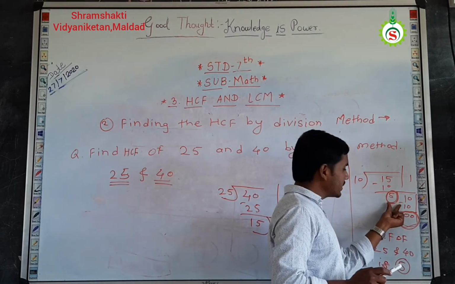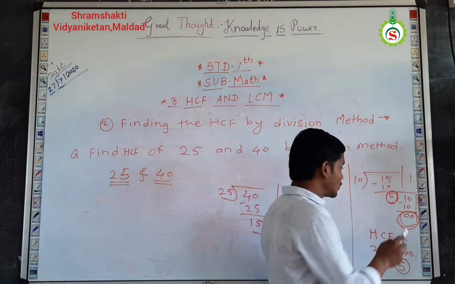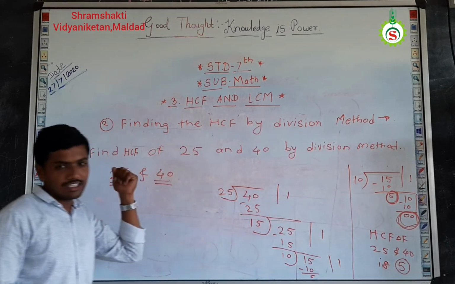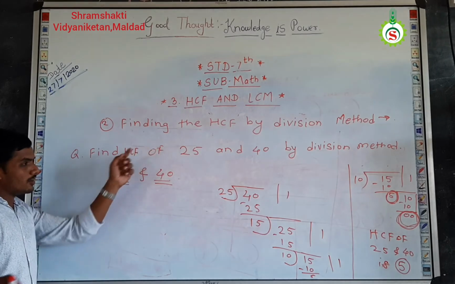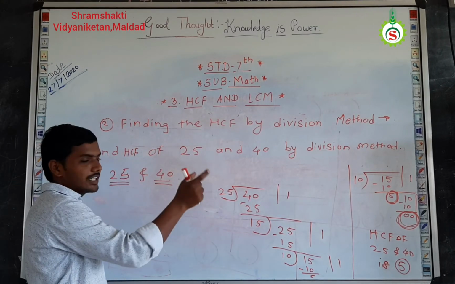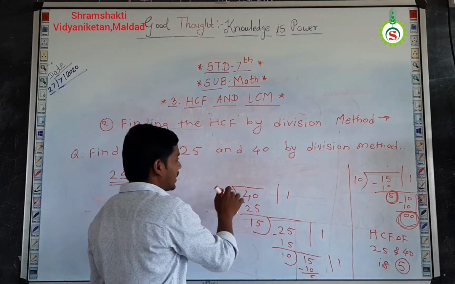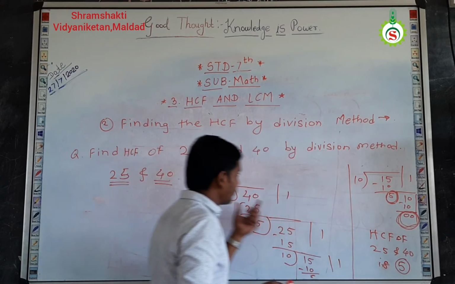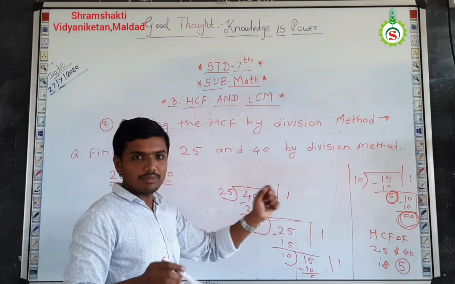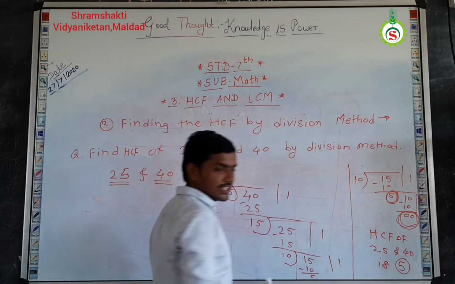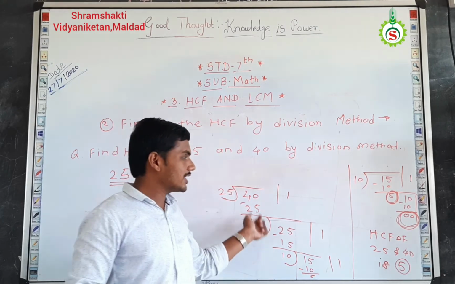Now that 5 is the divisor for the earlier division, so that 5 is nothing but the HCF of the given numbers. I think the factorization method and division method are the same. Okay, but you will get the same HCF by the factorization method and division method. Okay, so that 5 is the HCF. Next part we will see.